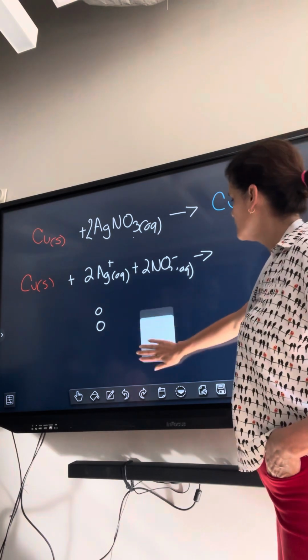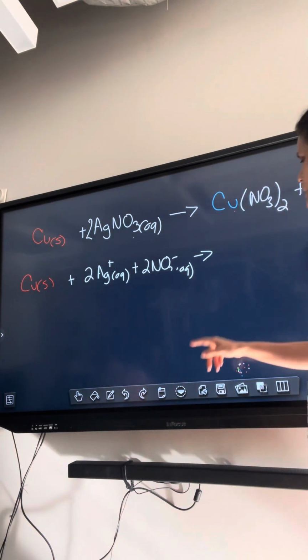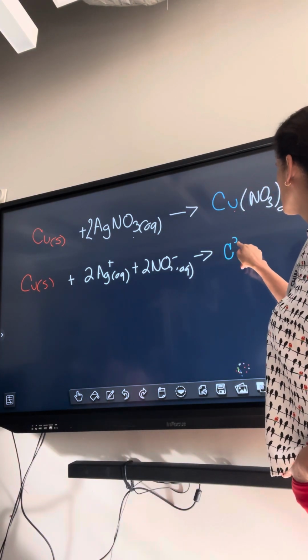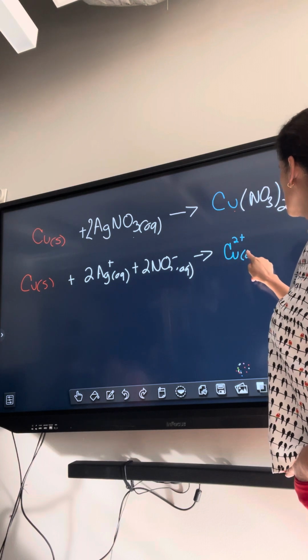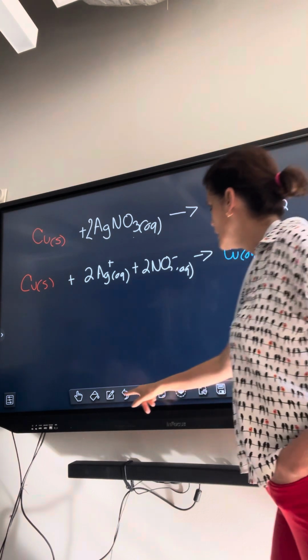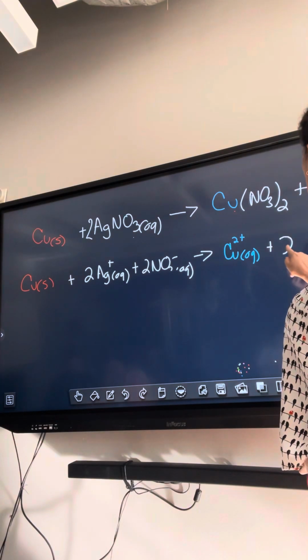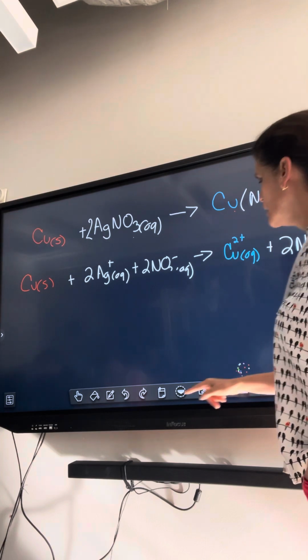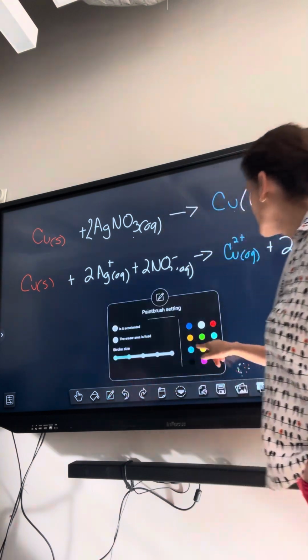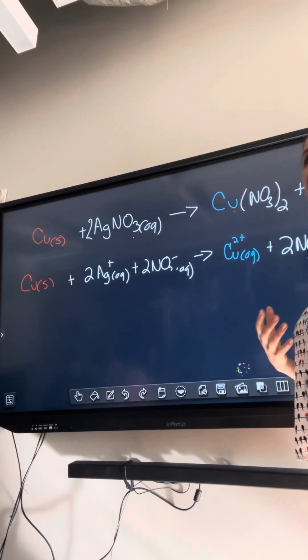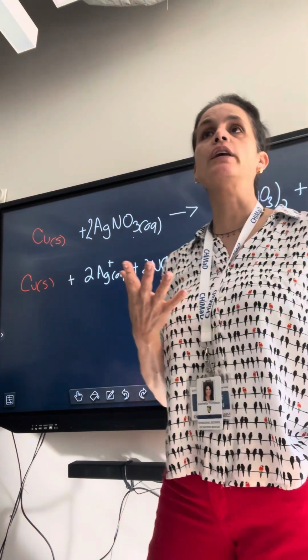And then at the end, we had how many coppers? 1 copper 2 plus. That was aqueous. How many nitrates did I have? 2 NO3 minuses. Those are aqueous as well. And at the end, how many silvers did I have? 2 Ags, and these were solids. This is called the complete ionic equation.